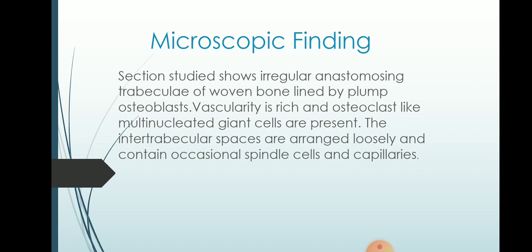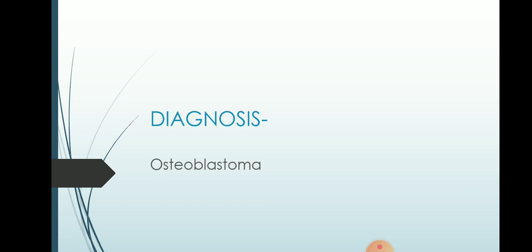Microscopic finding. Section study shows irregular anastomosing trabecular bone lined by plump osteoblasts. Vascularity is rich. Osteoclast-like multinucleated giant cells are present. The intratrabecular spaces are arranged loosely and contain occasional spindle cells and capillaries. Diagnosis: features suggestive of osteoblastoma.